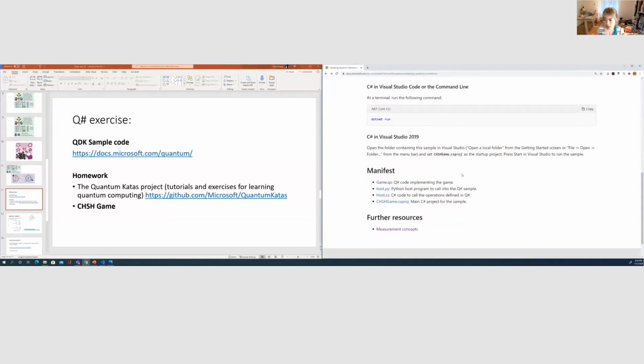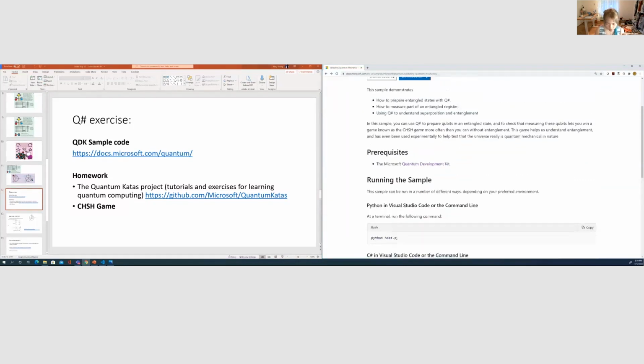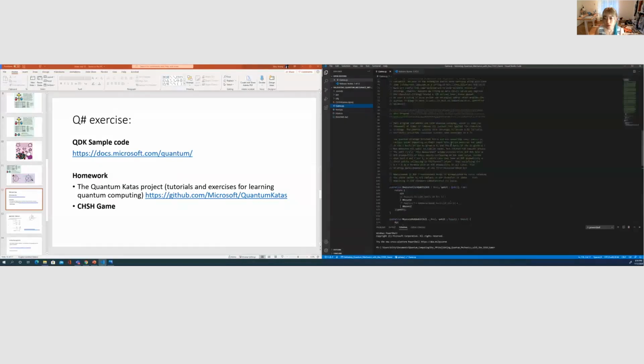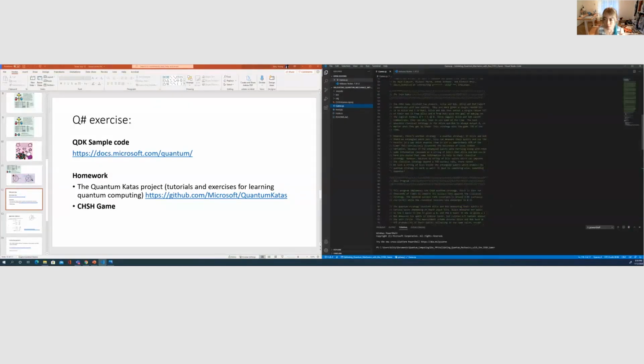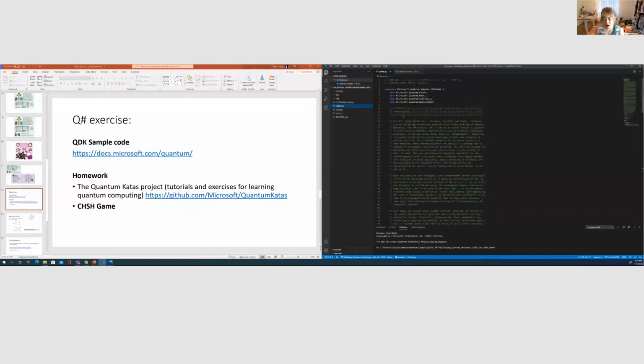You can run it on Visual Studio Code using Python or use C#. In my case, I like using Visual Studio Code. And yeah, you can use it in Jupyter Notebook or whatever IDE you want. So this is the sample code, and it also gives you a nice history, some reading to do beforehand.